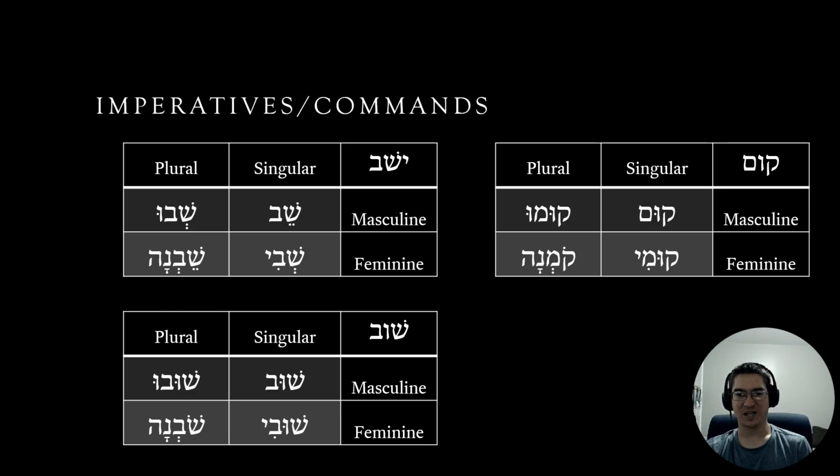In the case of a mixed group, say you have a son and a daughter, or a son and a couple daughters, or several sons and several daughters, whatever the case may be, if the group is mixed, the masculine plural form would be used, kumu. With yashav, sit, we have shev, shavu, shavi, and shevna. And then with shuv, to go back, we have shuv, shuvu, shuvi, and shovna.